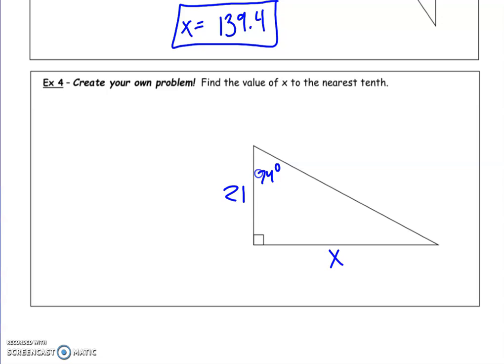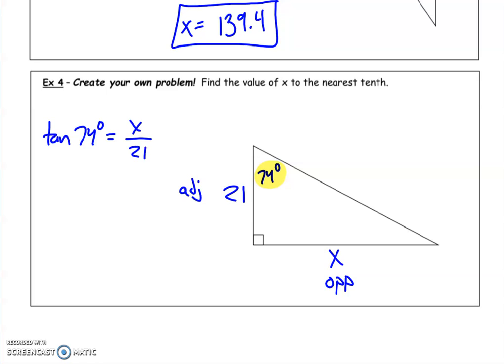All right, so now if we look at that information, we just made this problem up. Look at your angle. We said we were given the opposite side here, and 21 would be the adjacent side. So to solve for x, I have to use a trig function that involves opposite and adjacent. So that's tangent. Tangent of my angle, which is 74 degrees, equals the opposite side, which is x, over the adjacent side, which is 21.